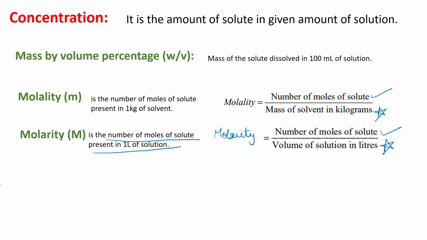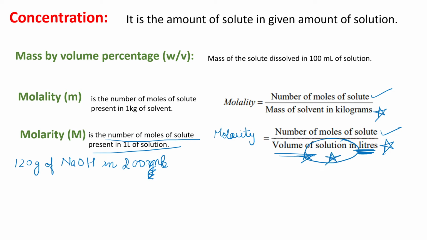Here in the division it is mass of solvent in kilogram, and over here it is volume of solution in liter. So for the same question, if I say 120 gram of NaOH in, let's say, 200 ml. In this case, since the value is written in liters, it is required as the volume of the solution. Pay attention over here, it is the solution and that too in volume. So 200 ml of solution. Calculate the molarity.